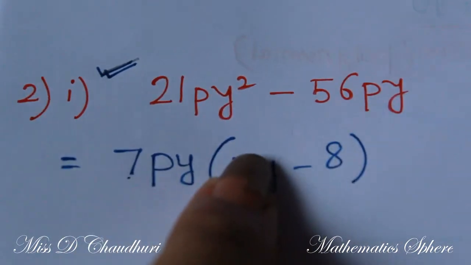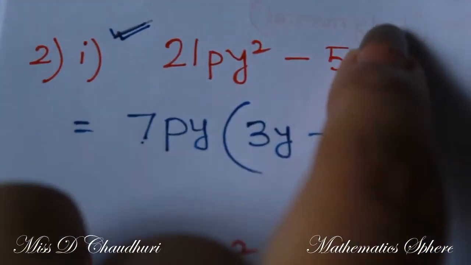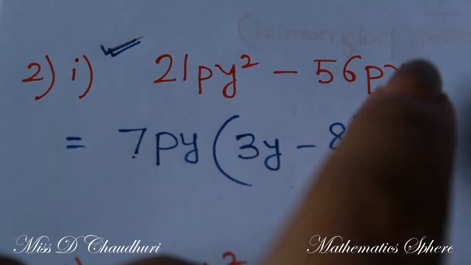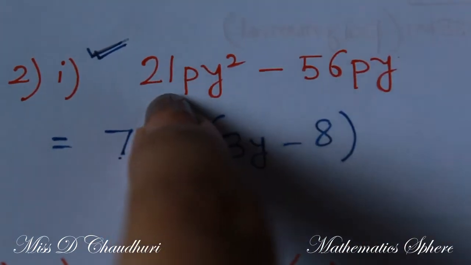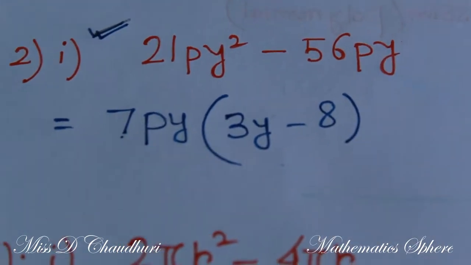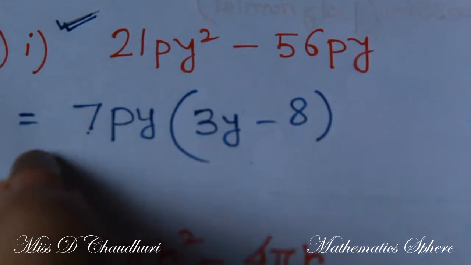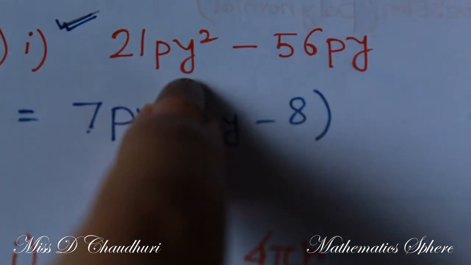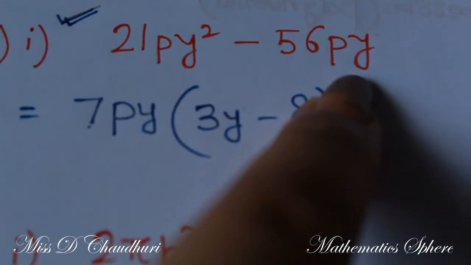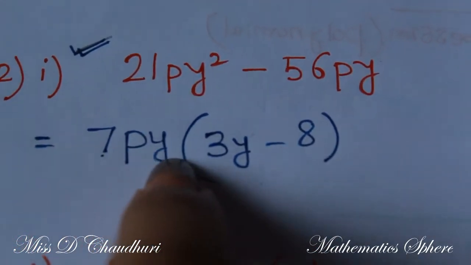Your first motto will be, first you will see the numerical parts, then you will see the variable or literal parts. Between these two, 21 and 56, we find 7 is the only common factor. So we take 7 as the common part. Now we see between py square and py, p is common, and between y square and y, y is common. So you take out 7py.